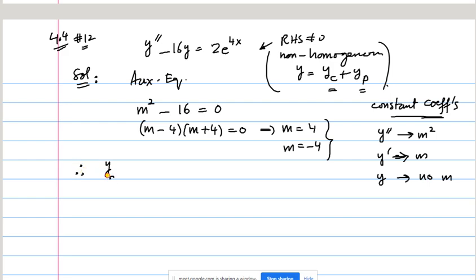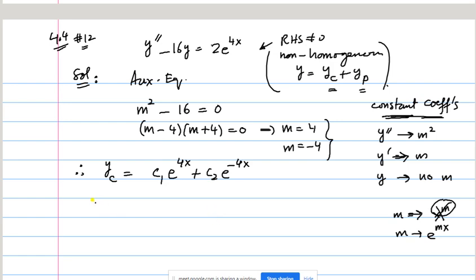Therefore, because it's a non-homogeneous equation, this will only give you yc: c1 e to the power 4x plus c2 e to the power minus 4x, because these are constant coefficients. For constant coefficients, my solutions are exponential, not a power. In the Cauchy-Euler equation, m gives you x to the power m. But here it is not x to the power m. Your m gives you e to the power mx for constant coefficients. In Cauchy-Euler, it gives you x to the power m.